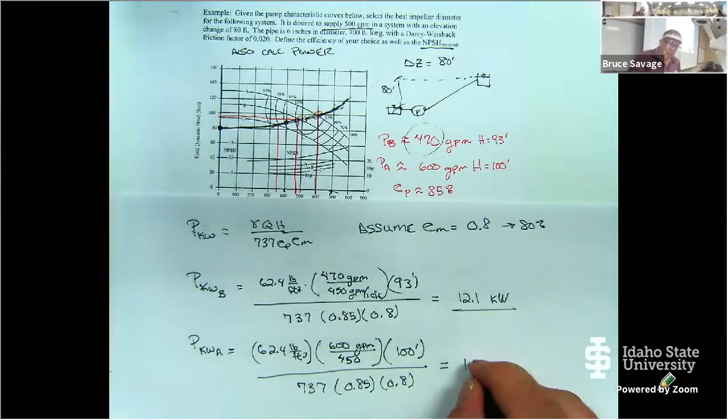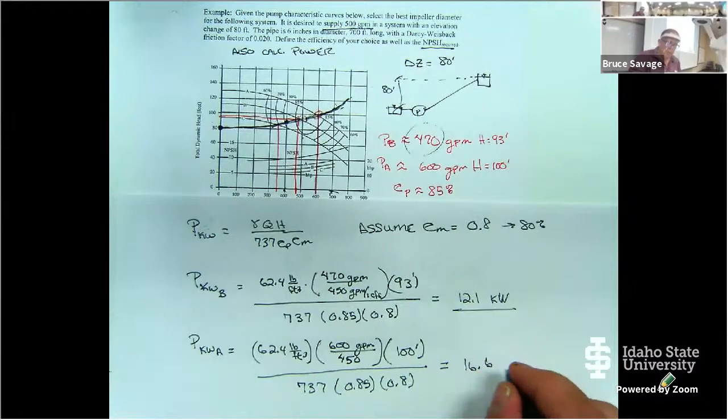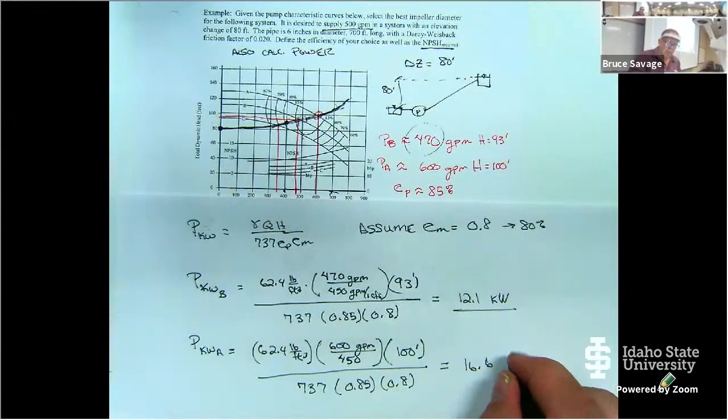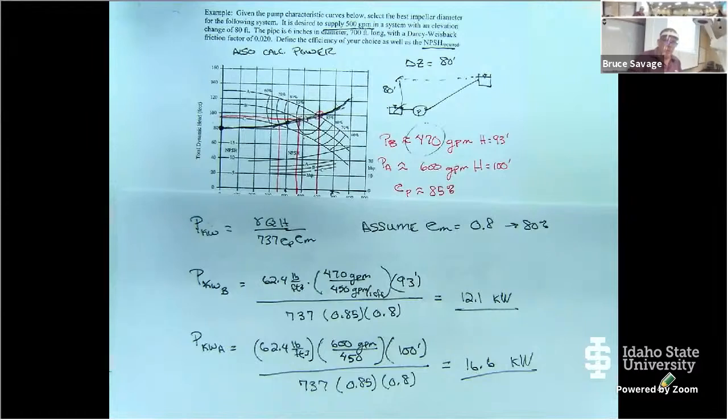And I get 16.6 kilowatts. Why don't we calculate the power for C?